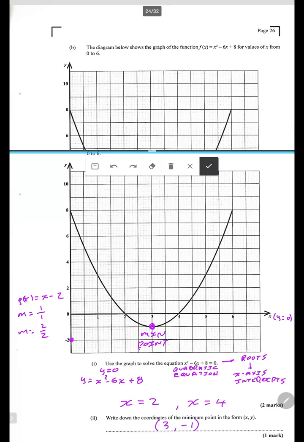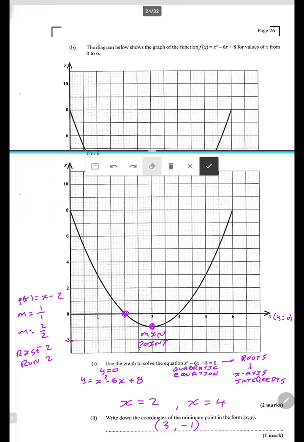So we're going to use rise 2, run 2 from this point. We're doing it the easy way. So rise 2 units and run 2 units from this point. When you rise 2 units, you come to here, and then when you run 2 units, you come to here. So therefore, this is a point on the line. As easy as that.